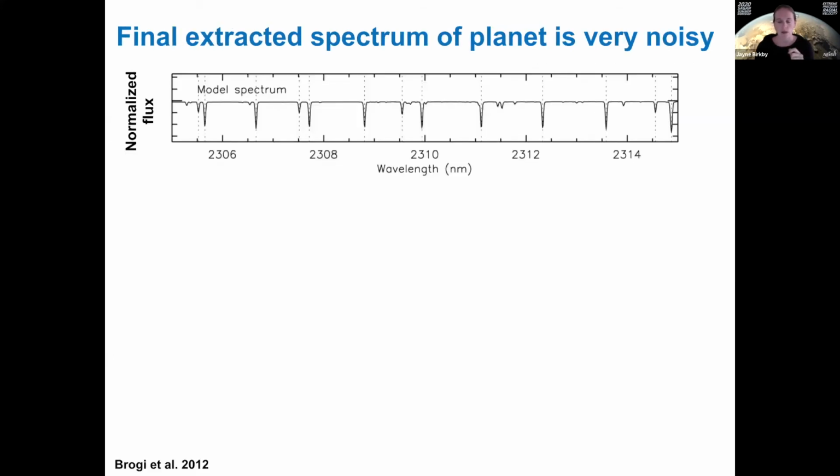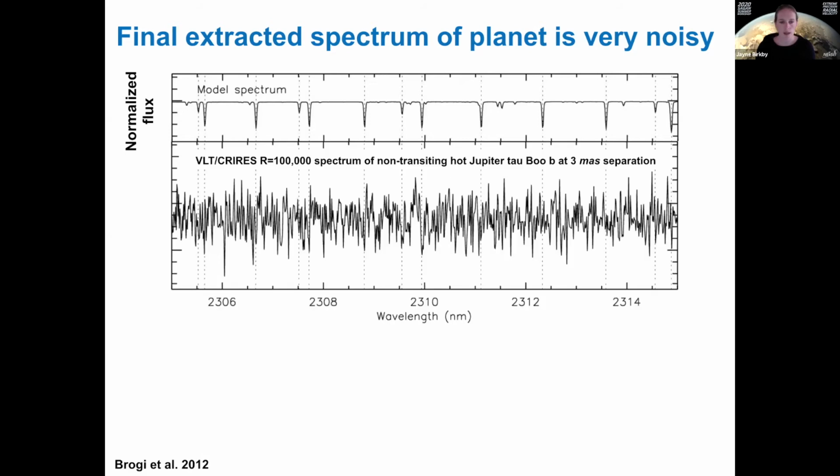So this is based on a paper from Matteo Brogi from 2012, looking at Tau Boötis b, which is a hot Jupiter. If the planet looks like the model spectrum, this is what we would see. But in reality, the planet spectrum looks like this. And the signal to noise here is about 1. Now, to be fair, this is a spectrum of a planet separated by only 3 milliarcseconds, which is kind of amazing that we can get that information.